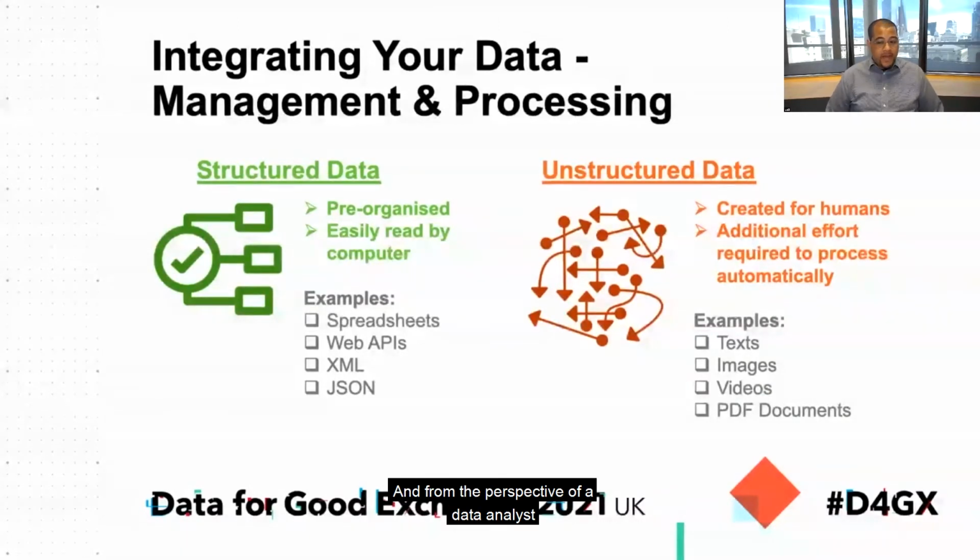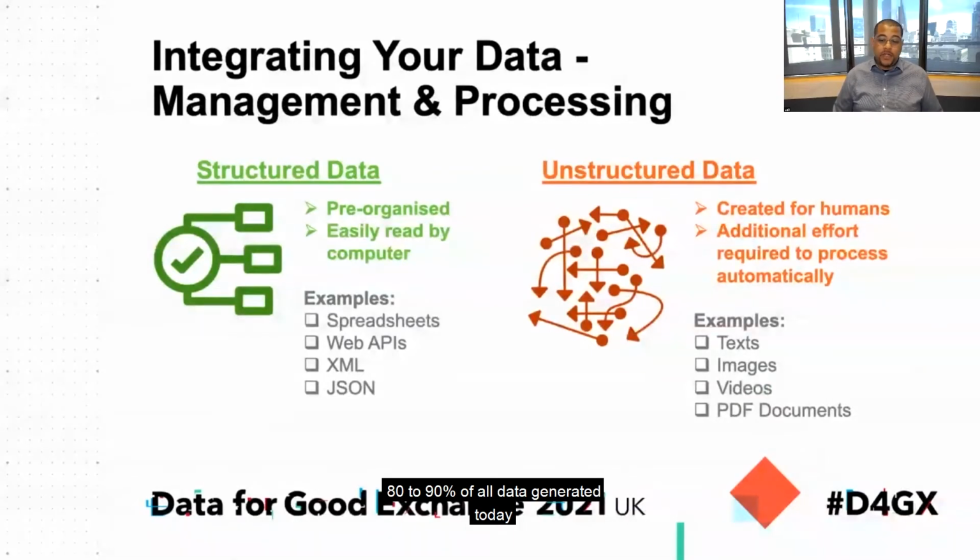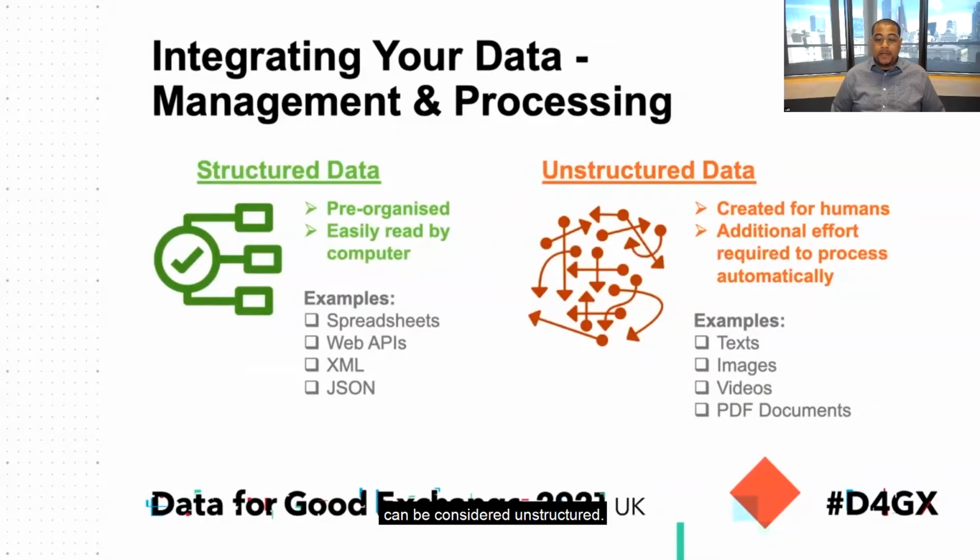And from the perspective of a data analyst or a data scientist, raw data in this structured format is very malleable and easy to work with compared to unstructured data. Unfortunately, unstructured data is much more widely available than structured data. In fact, by some estimates, 80 to 90% of all data generated today can be considered unstructured. And unstructured data is quite simply data that is primarily or exclusively consumed by people. And it includes text, books, photographs, image files, video, audio, and most common document formats, including PDF, which I've included because I work with PDF a lot.